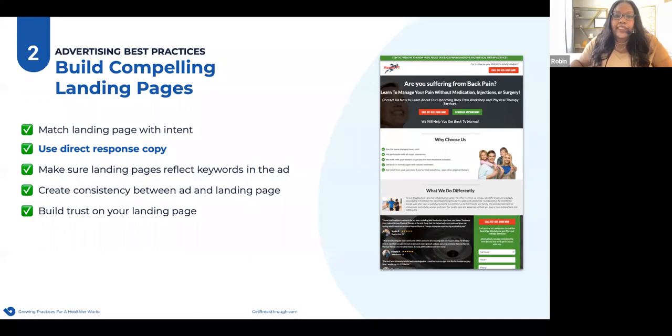You want to make sure you create consistency between the ad and landing page, whether that's Google or YouTube. If you're using certain colors, certain copy, certain keywords, certain calls to action, you want to make sure that your landing page also has those as well. And then you want to build trust on your landing page. When they come to you, they want to make sure that you're the expert. So testimonials, again, are great. Just make sure you add those results may vary.